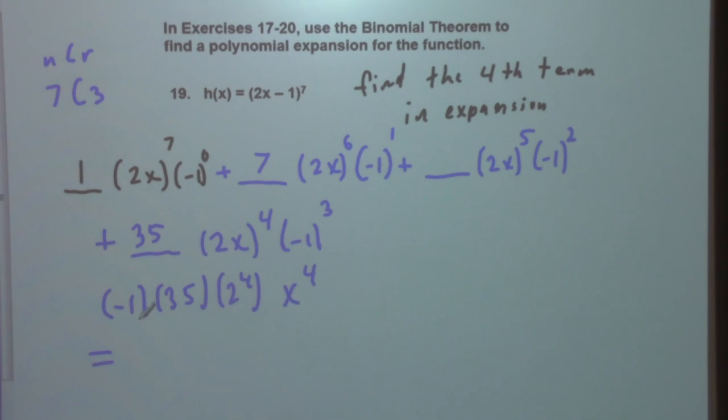So what's negative 1 times 35? That's negative 35, and what's 2 to the fourth power? 16. So it's negative 1 times 35 times 16, and what is that? Negative 560. So our answer to this question, the fourth term of the expansion, is negative 560 x to the fourth power, the way I changed it.